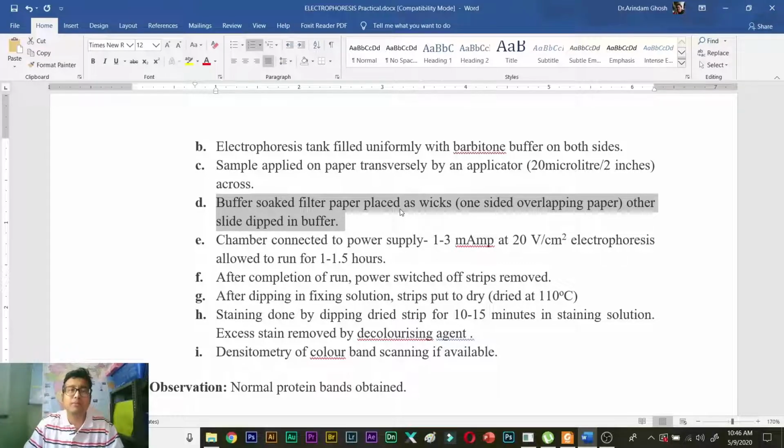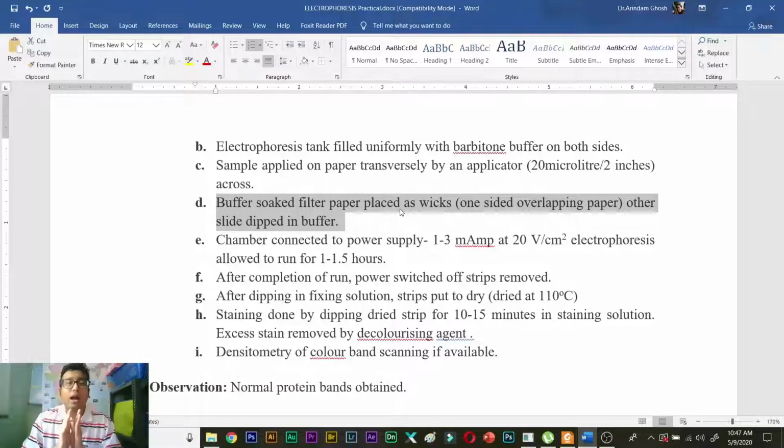But in most cases, the samples are first applied with a little amount of dye to get an idea where the sample is, and then staining and destaining are applied. And then finally, after it is destained, we do the densitometry to check whether a normal sample has run or whether there is an abnormality of protein in the sample.